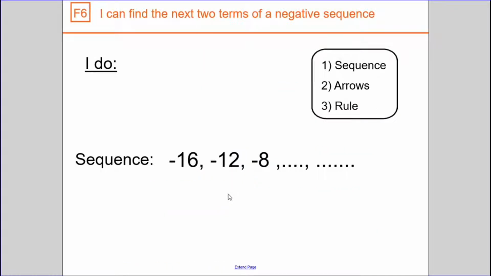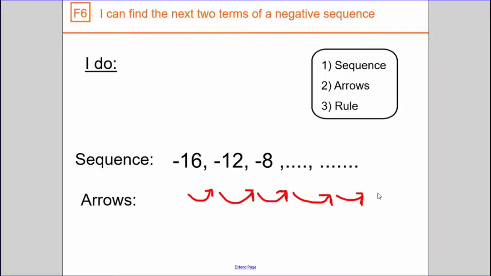I can find the next two terms of a negative sequence. So remember those three key steps: sequence, arrows and your rule. So our sequence here reads as follows: -16, -12, -8, so on and so on. So the first thing you must do is you need to draw your arrows. Once we've done that, we need to find the rule again between each individual term.